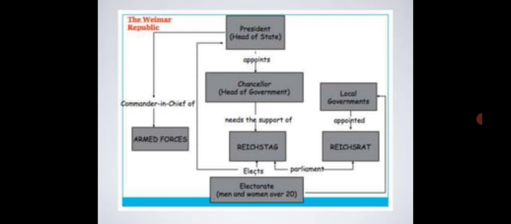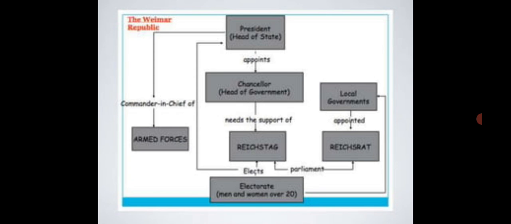The Reichstag makes laws, and the German people, as under the Kaiser, also elect the Reichstag, but anyone over 20 can vote. This includes men and women. Before, it was only men over 25, I believe. So all adults can vote on equal rights and elect the Reichstag deputies.